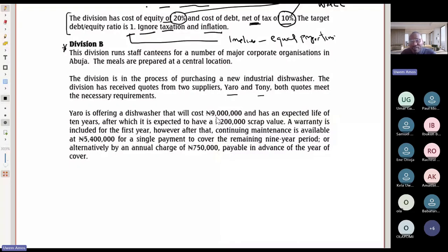So that's the first proposal. The guy is saying you're going to pay 9 million for the machine, and then the machine has a scrap value of 400,000. However, you have two options on how to cater for the maintenance after you bought the machine. What are the two options? You can either pay 5,400 now, or you pay 750 over a period of 9 years. So those are the two options. Pay 5,400 now, or pay 750 over a period of 9 years after you bought the machine. So this is what Yarrow is proposing. So we're going to look at what that turns up to.